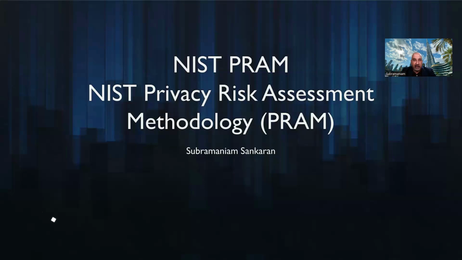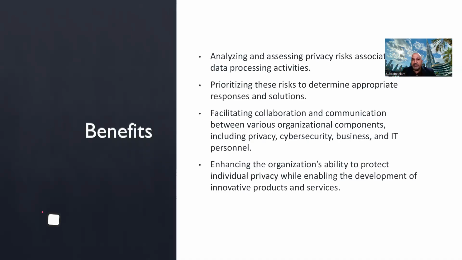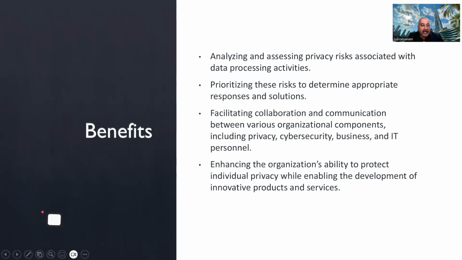One is called the Cybersecurity Framework, the other is called the Risk Management Framework, and this is an offshoot, called the Privacy Risk Assessment Methodology, PRAM. So, what is this actually used for? It's used for identifying, assessing, and managing privacy risks, and analyzing the privacy risk associated with a data processing activity.